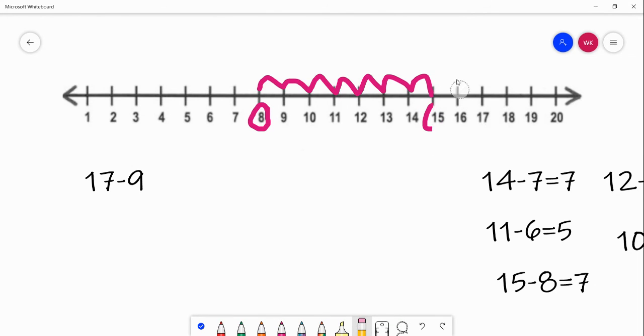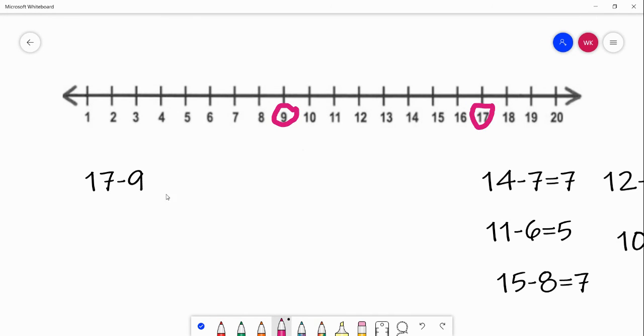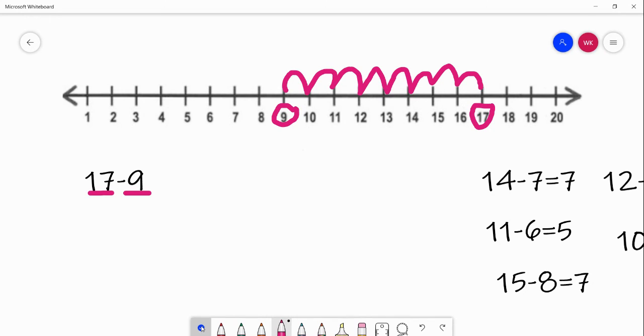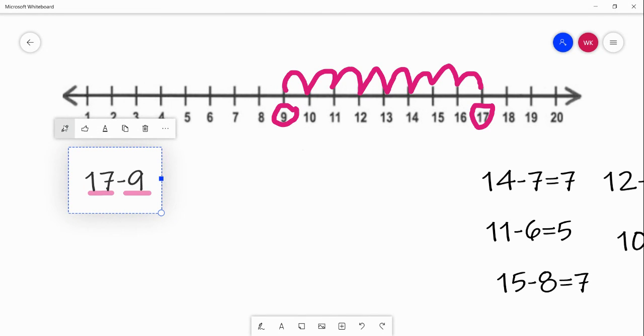So our equation is 17 minus 9. So we are going to count on first. So we are going to start at 9 because 9 is our lowest number. And we are going to jump to the number 17 because that's our other add-in. So we're going to start at 9. Here we go. 1, 2, 3, 4, 5, 6, 7, 8. So we just jumped 8 times, so we know that 17 minus 9 equals 8.